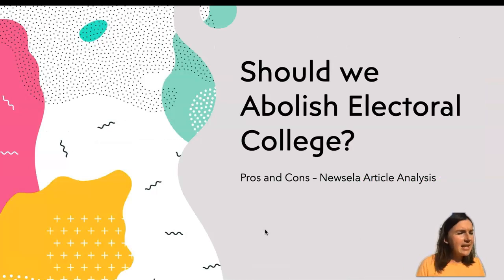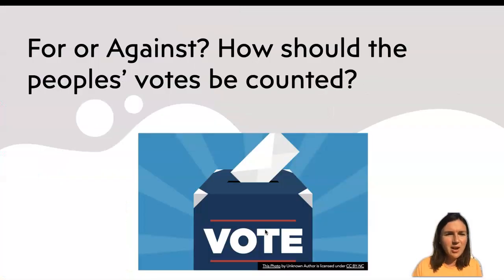All right, then in lesson 5.12, you will read another Newsela article, and you'll continue honing in on these skills of analyzing an argument and evaluating two different sides. So you will look at an article that shows the pros and cons of the Electoral College. Now, what is the Electoral College? Well, as we are reading, we should decide if we ourselves are for or against the Electoral College. Consider, how should the people's votes in the United States be counted?